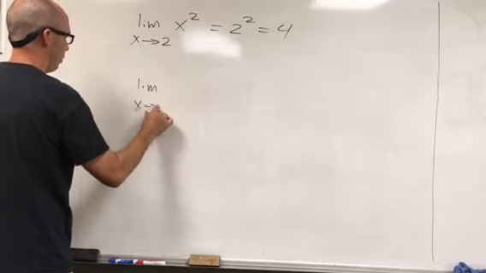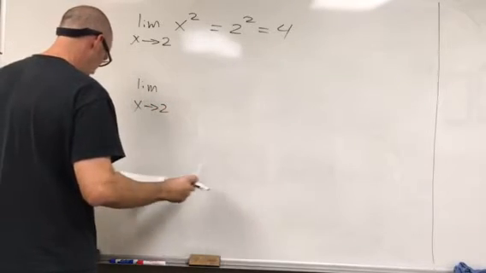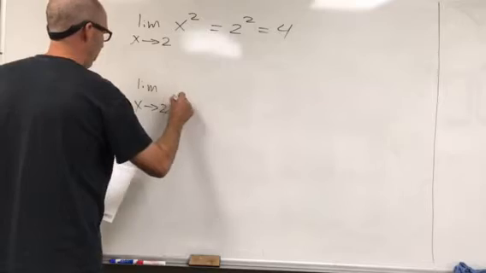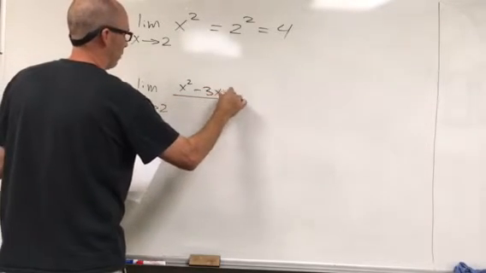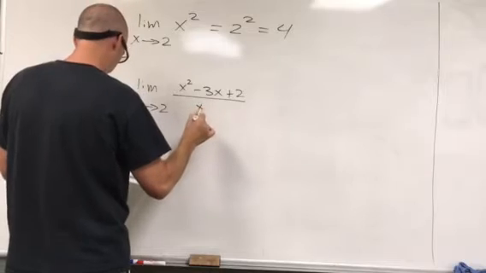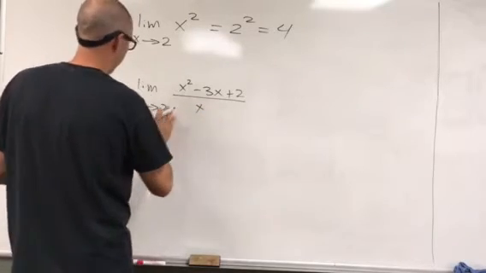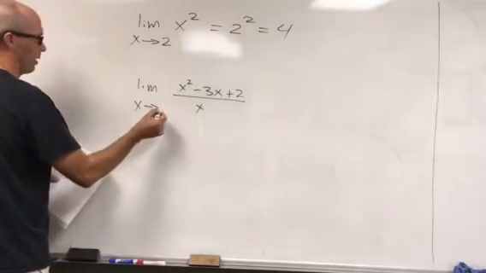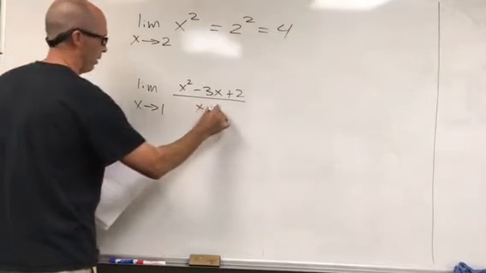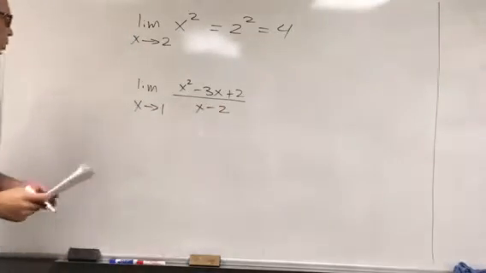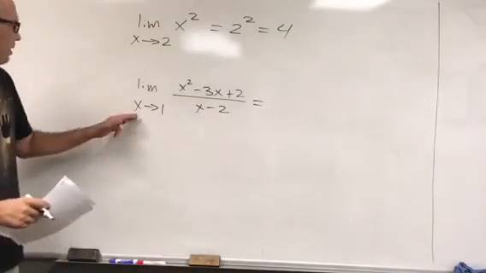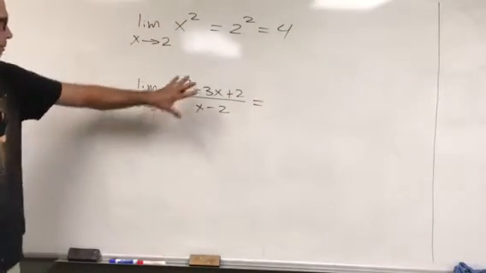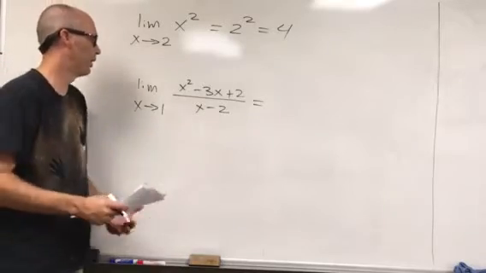Limit as x approaches 2 of x squared minus 3x plus 2. Oops. Let's not approach 2. Let's look at it as x approaches 1. All right, throw it in and see what happens. So we're looking at the limit as x approaches 1 of this thing. Throw the 1 in, see what you get.